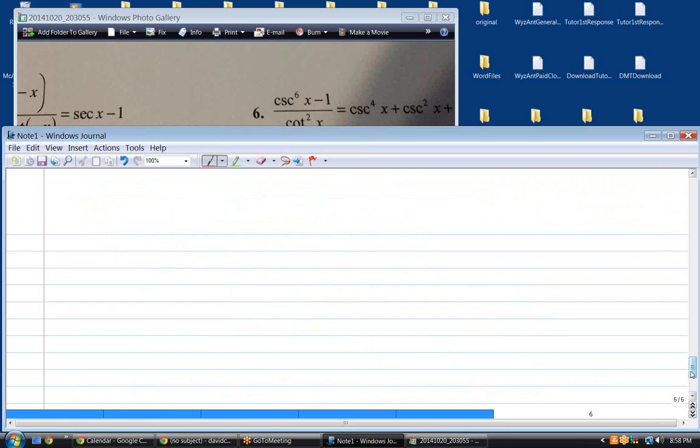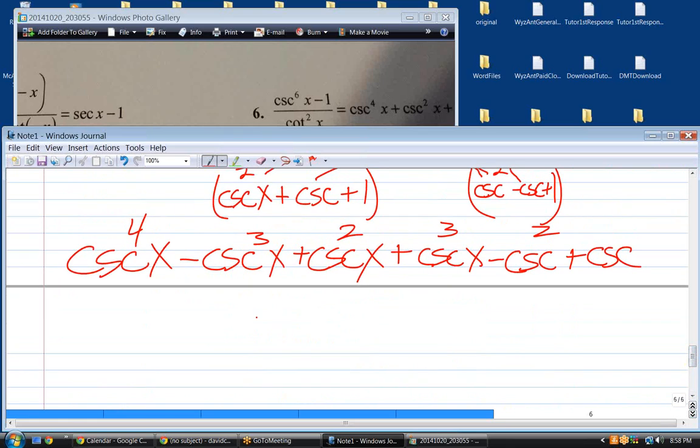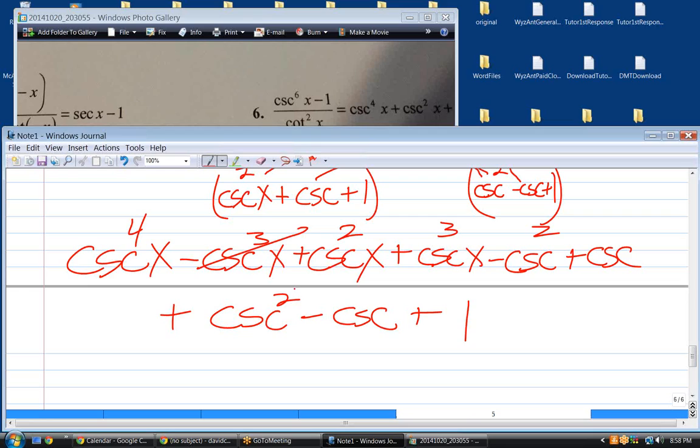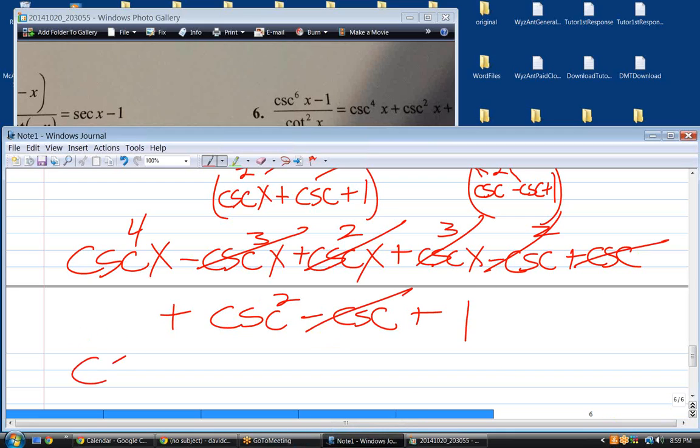And then I have to add the 1 multiplied by each. So I'm adding a cosecant squared minus a cosecant plus 1. Okay, here we got a cosecant cubed, cancels out with that cosecant cubed. We got a cosecant squared, cancels out with that. We still have 1 squared left. We got a cosecant, cancels out with that. We end up with cosecant to the fourth plus cosecant squared plus 1.